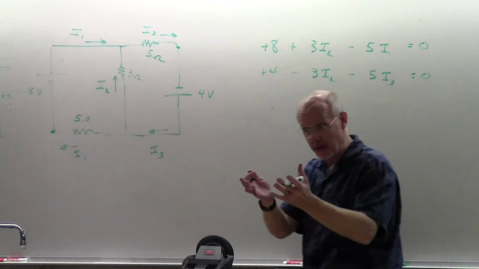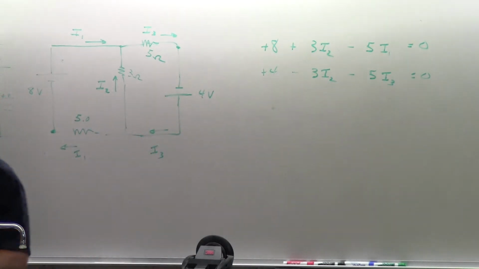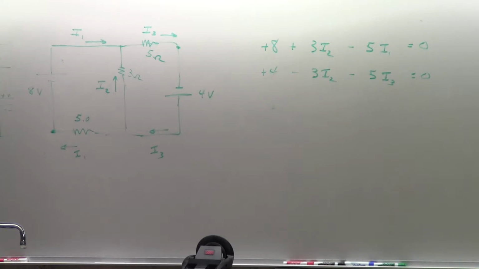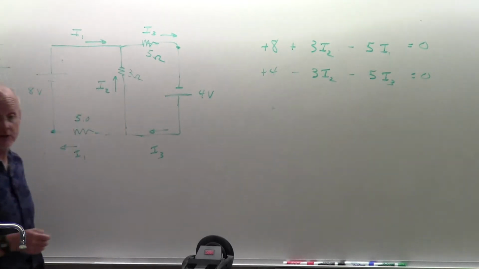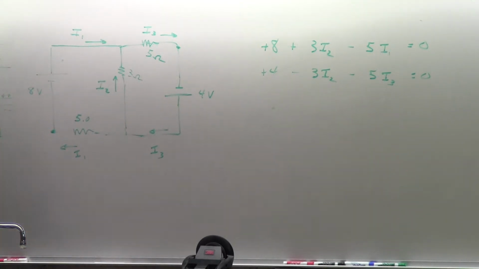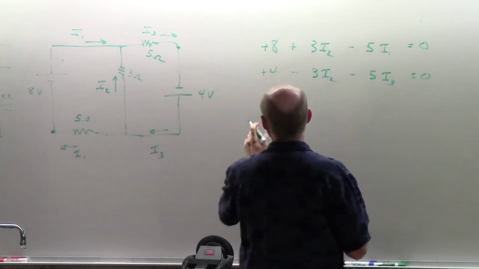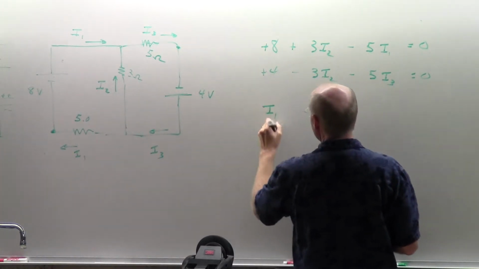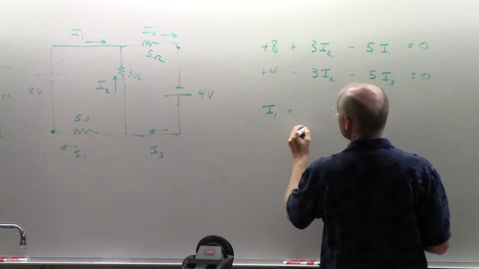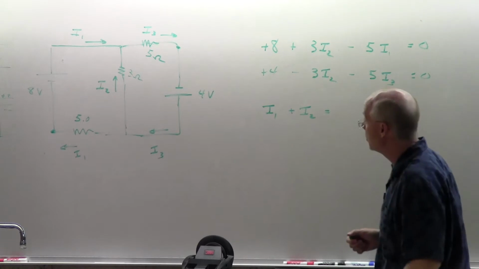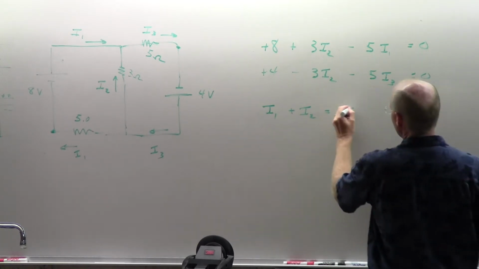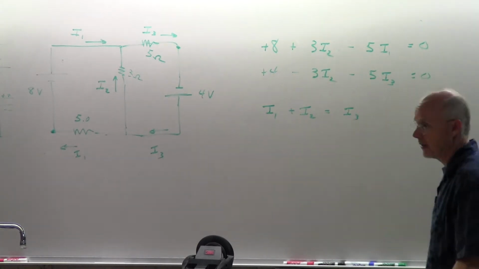I can't get any more independent ones because I've done 2, and that's how many small loops I have. Whether I actually do small loops or not doesn't matter, but if I do 2, that's all I can do for independent ones. So the third equation must come from a node, and there's the node, which gives me the same answer as that other node. That's why I don't want to do both nodes. This node here says that the current flowing in, I1 and I2, has to equal the current flowing out, I3.